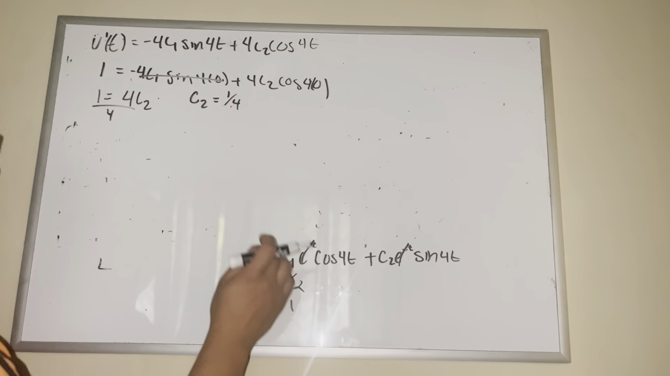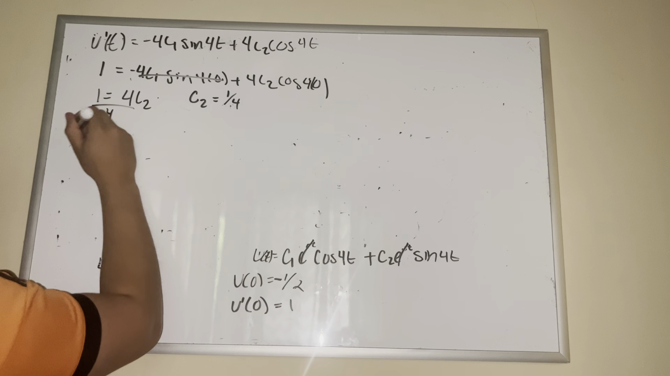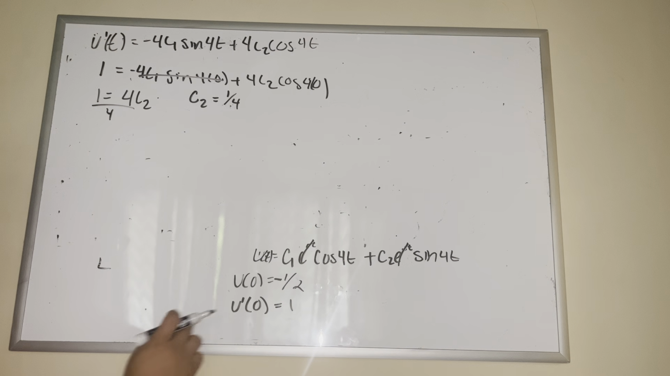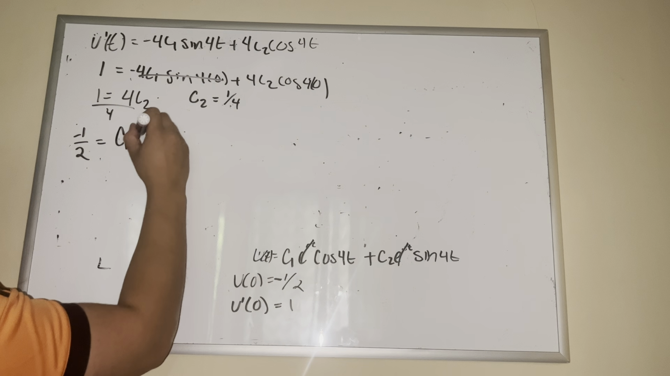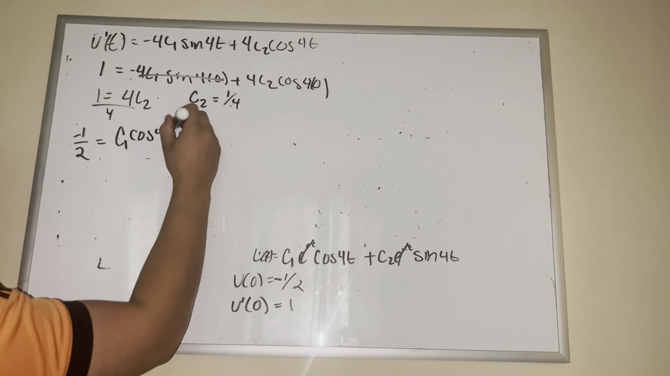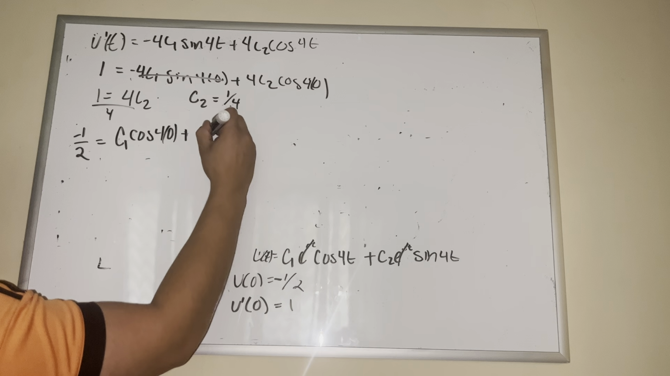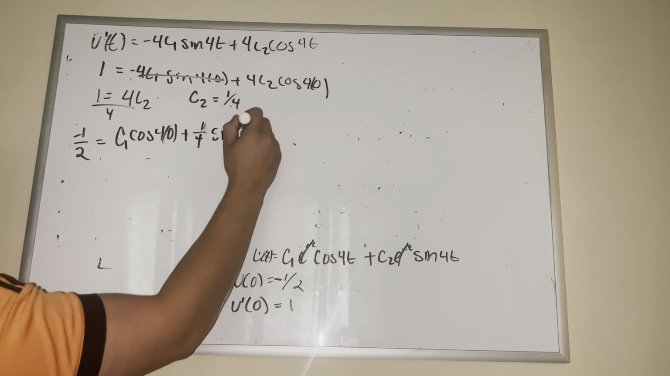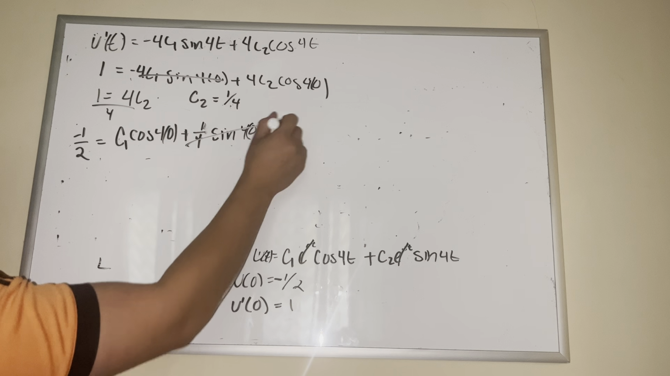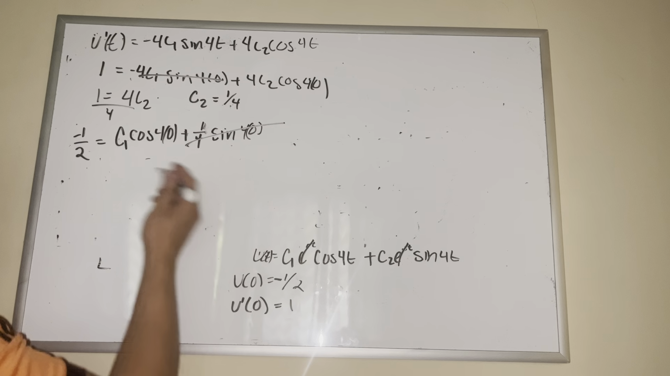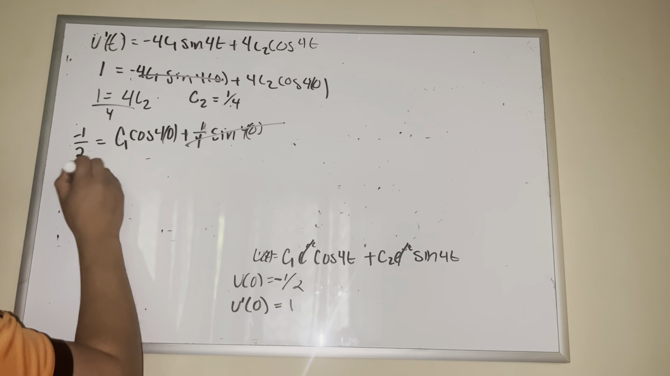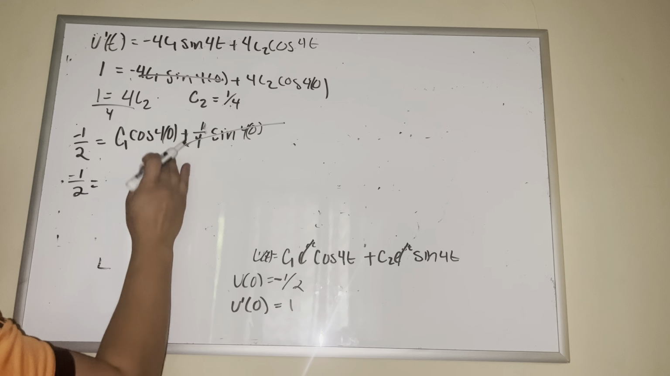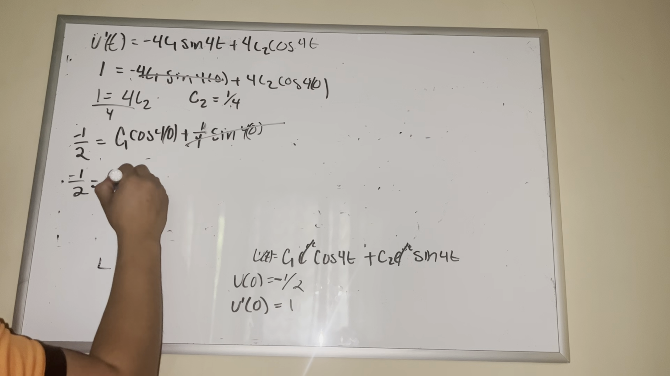Now back to the original equation. Our u of 0 is equal to negative 1/2. So negative 1/2 is equal to c1 cos of 4 times 0 plus c2, or 1/4, sine of 4 times 0. This cancels out because sine of 0 is 0. So you're left with negative 1/2 is equal to c1, since cos of 0 is just 1.